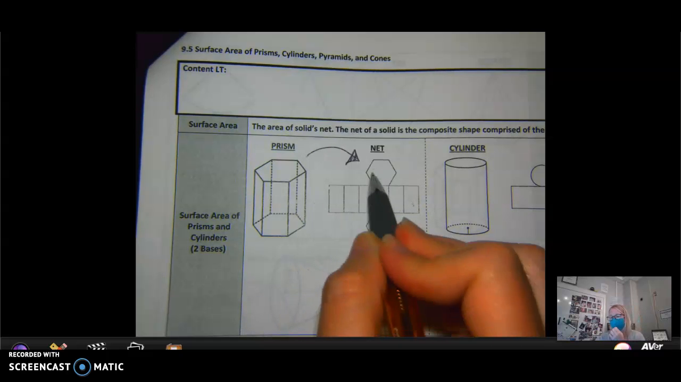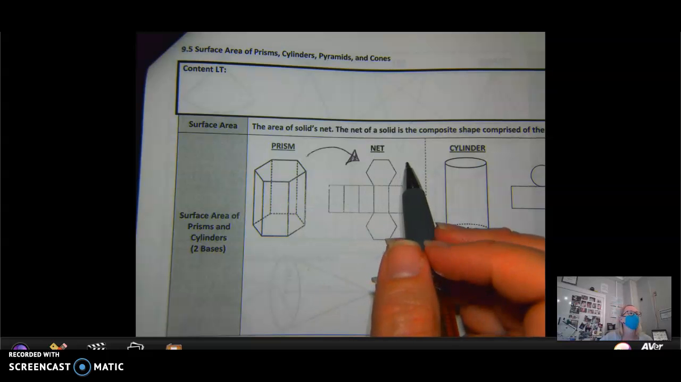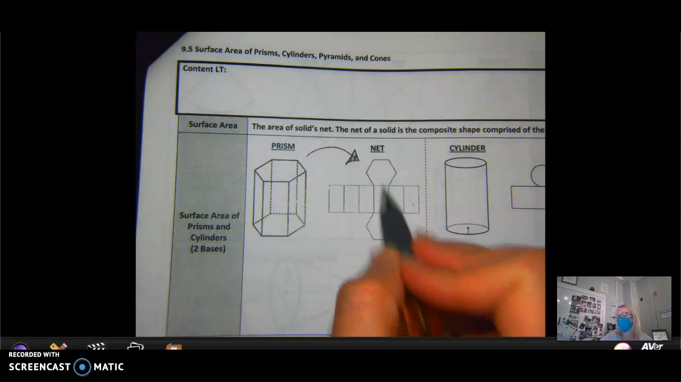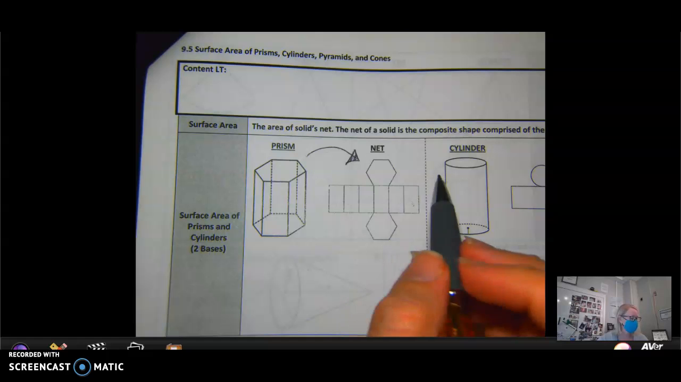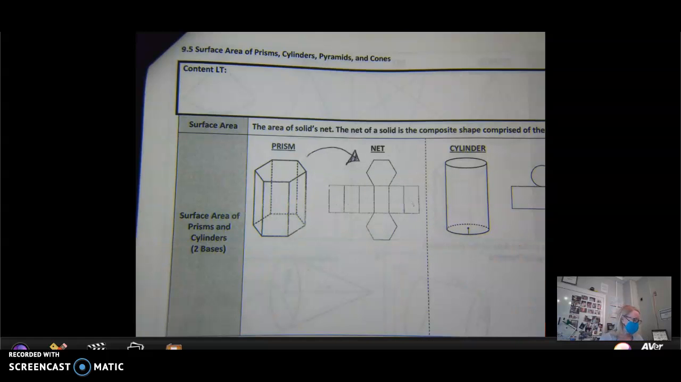And then the top and the bottom is a hexagon. Did we learn in this unit how to find area of polygons? Yes. So all you're needing to do is find the area of that hexagon and add it, or multiply by 2 and then add it to that. How do I find area? Looking back, how do I find area of polygons? Someone remind me.